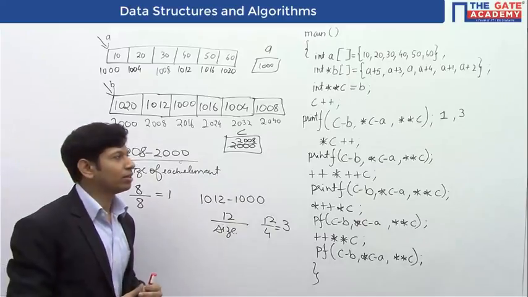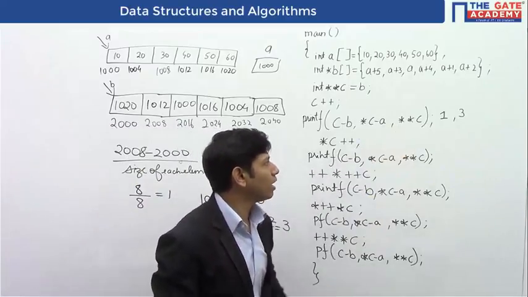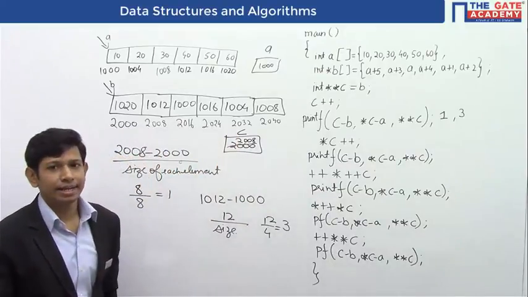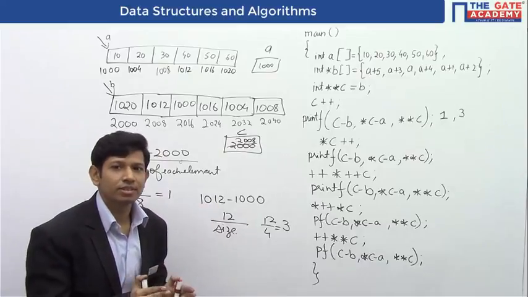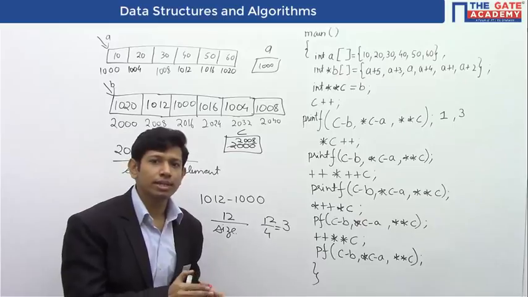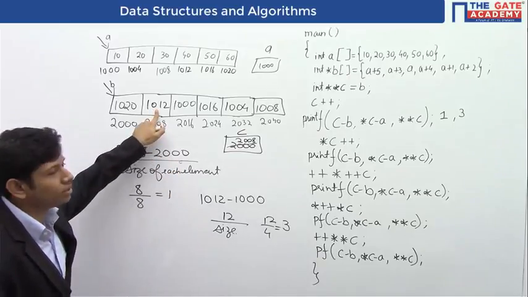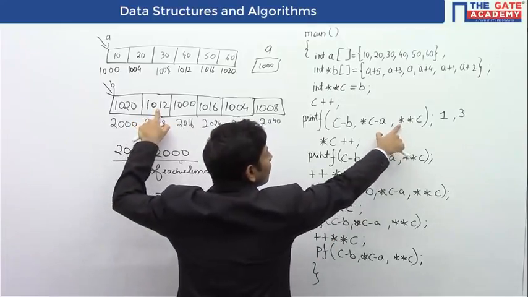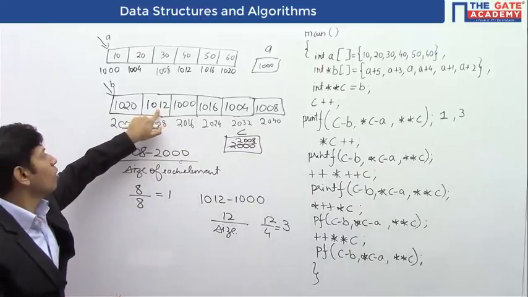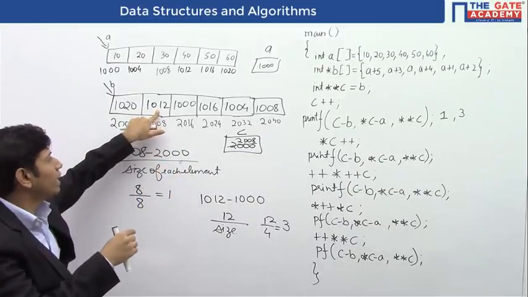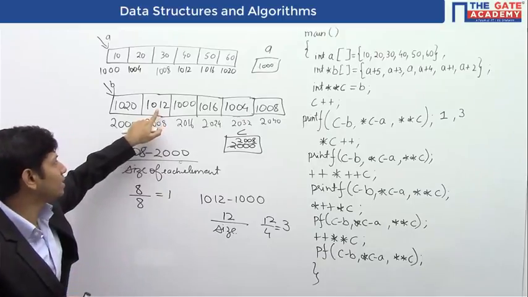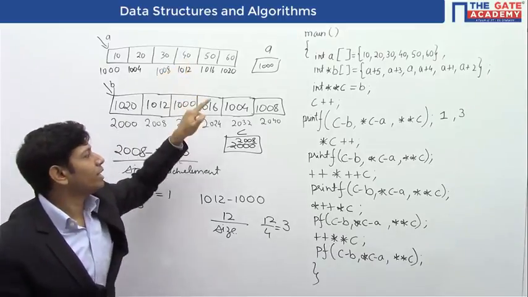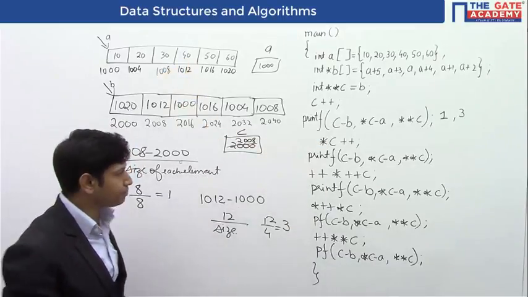Let's see the third operation. The third operation here is star star C. What is the value of star star C? C is storing 2008. Star C means dereference 2008, get the data at 2008, which is 1012. Once we have this 1012, one star is complete. But we have another star, so to complete the second star we again dereference and get the data at 1012. What is the data at 1012? It is 40. So 40 is the output of this third operation.